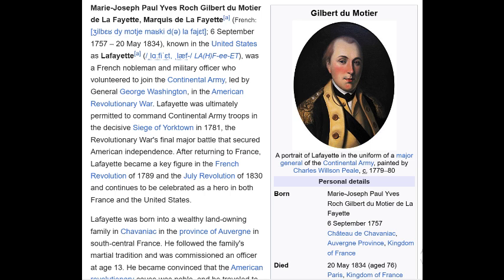In the American Revolutionary War, Lafayette was ultimately permitted to command Continental Army troops in the decisive siege of Yorktown in 1781. The Revolutionary War's final major battle that secured American independence. After returning to France, Lafayette became a key figure in the French Revolution of 1789 and the July Revolution of 1830, and continues to be celebrated as a hero in both France and in the United States.